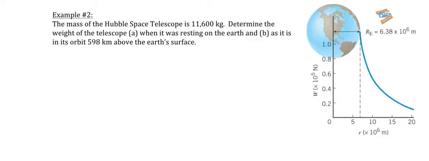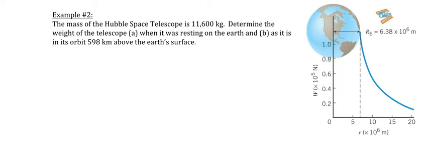Welcome to example number 2. In this question, we're asked to find the weight of the Hubble telescope and what it would weigh if it was on the surface of the Earth, and then also what would be its weight while it's in orbit around the Earth at a distance of 598 kilometers from the Earth's surface.